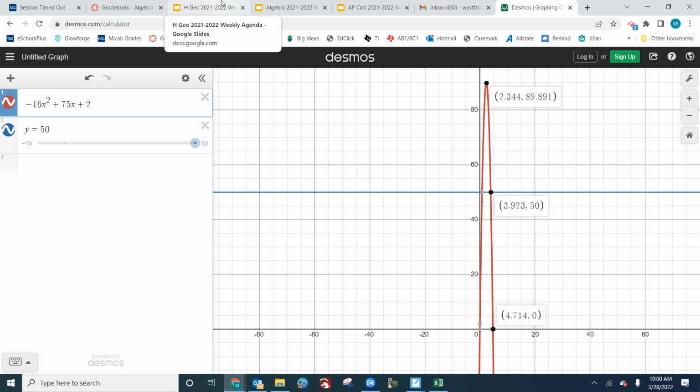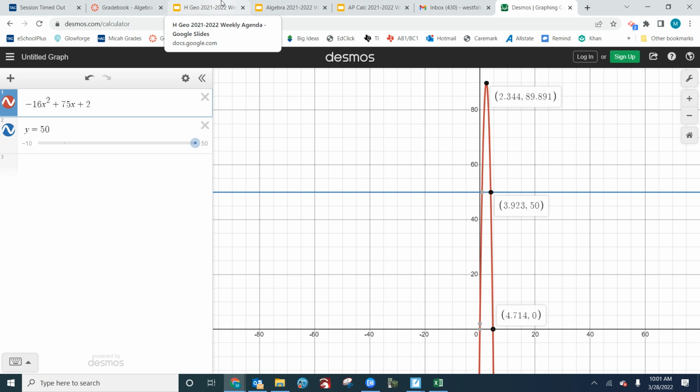Do you guys understand what the graph means? Because when you see a ball punted, or anything thrown, it's going to usually travel in a parabola. This is what's happening. The ball's kicked. In 2.3 seconds, it got up to 89.89 feet, and then it came down, and in 4.7 seconds, the ball hit the ground.